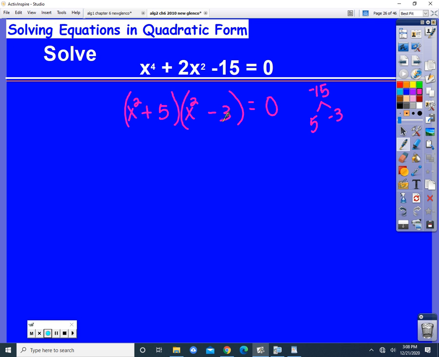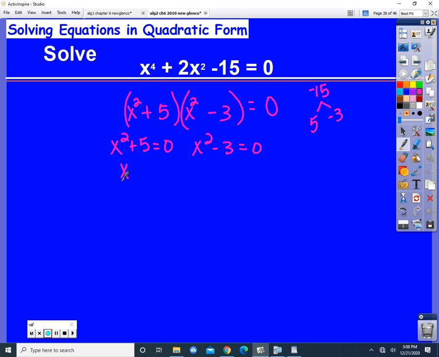You can FOIL this and see. You get back x to the 4th, plus 5x squared and minus 3x squared, which turns into positive 2x squared, and then the last is negative 15. So it actually works. It's not a bad method. But because we're solving, we've got to set each one of these equal to 0. I think the majority of your problems are going to be solving, so they'll be set equal to 0, and most of them are going to be worked like this. But I think there's one that's going to ask you to put this back in quadratic form, so I'm going to show you that last.